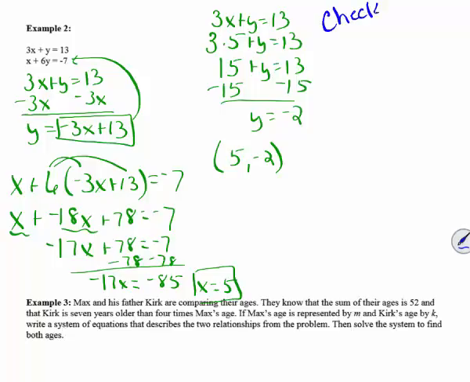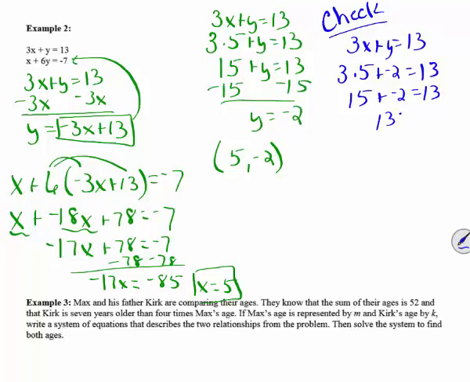All right, so my check. We start with the first one, 3x plus y equals 13. We're going to fill in x and y. 3 times 5 plus negative 2. 15 plus negative 2. 13 equals 13. So it worked in the first equation.